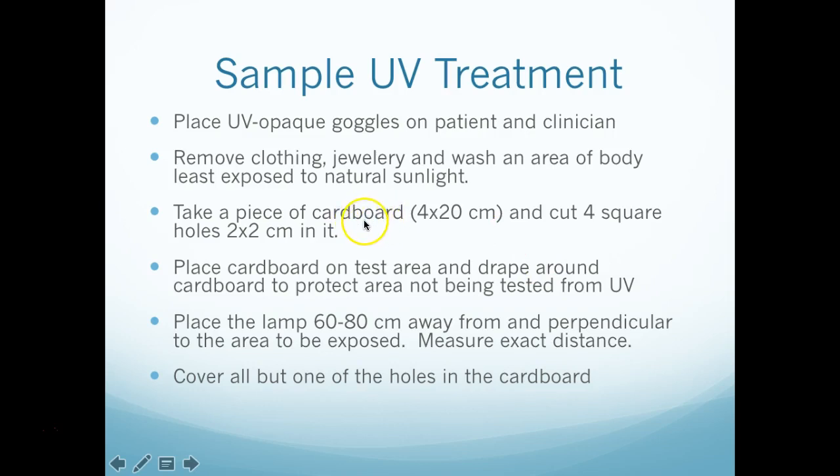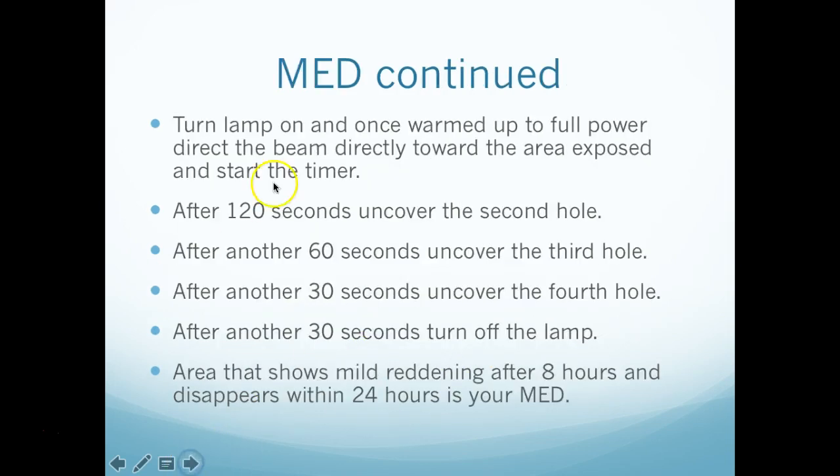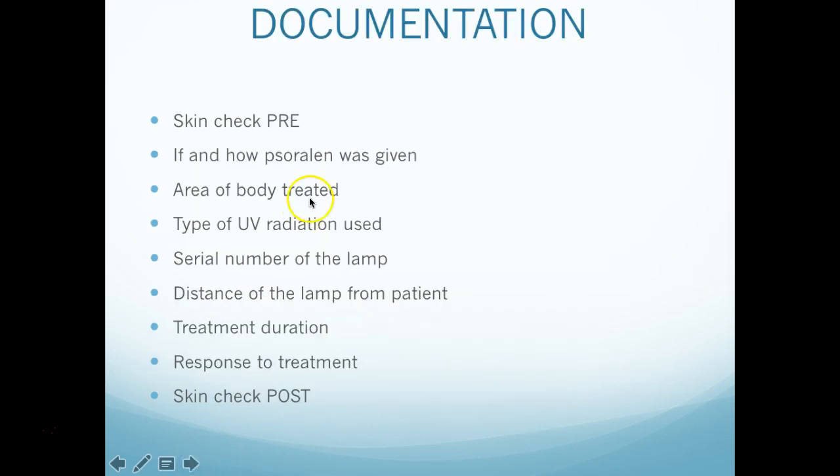There's that cardboard or piece of paper with the squares. It's just a test strip. You place the lamp and you measure that exactly. You're going to say whether it's 60 or 80, so it's replicable, and it's perpendicular to the area. Then you cover all but the one hole like we talked about, slowly turn the lamp on, and uncover each one as you go until you get done with it, and then they assess it to get that MED.